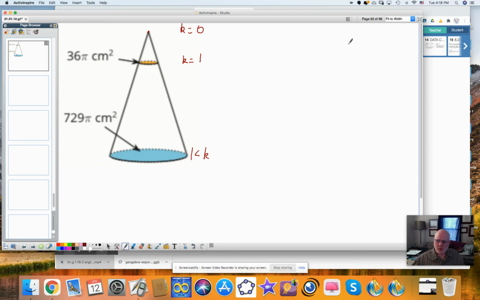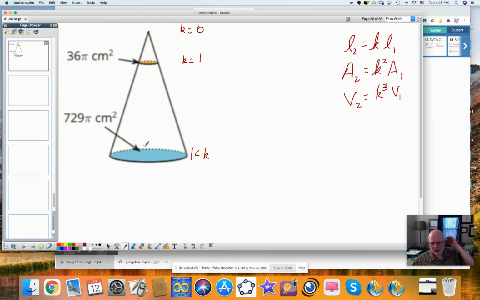We also know that the length of the second one is proportional to the scale factor times the length of the first one. The area of the second one is proportional to the K factor squared times the area of the first one. And the volume of the second one is proportional to the K factor cubed times the volume of the first one.